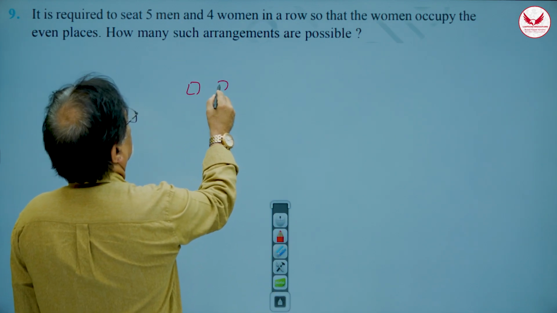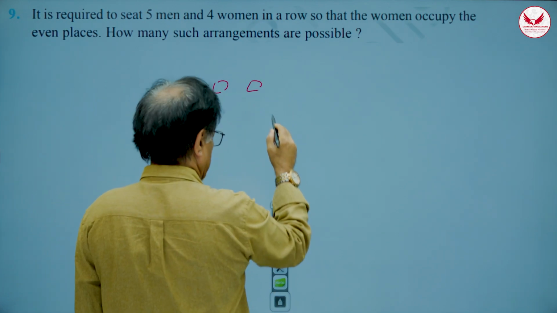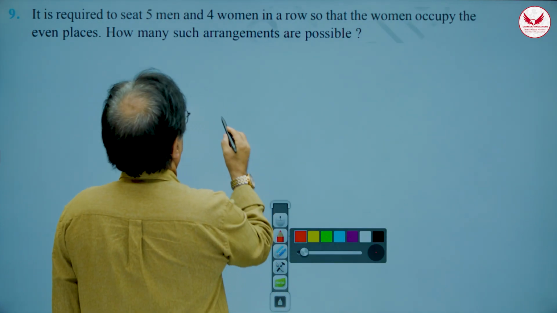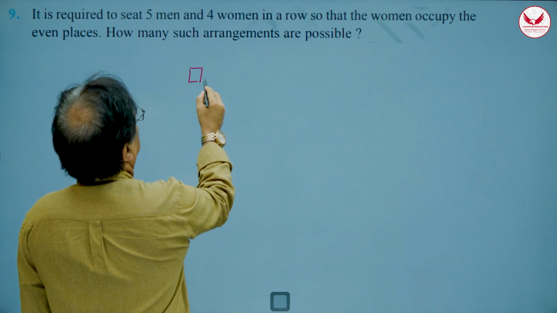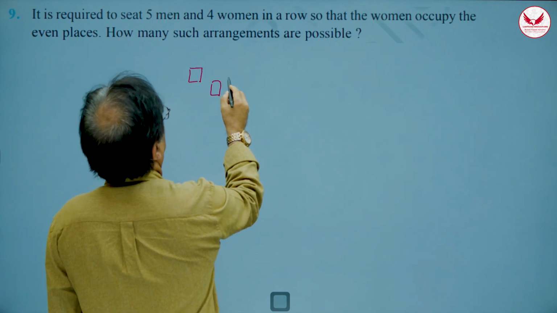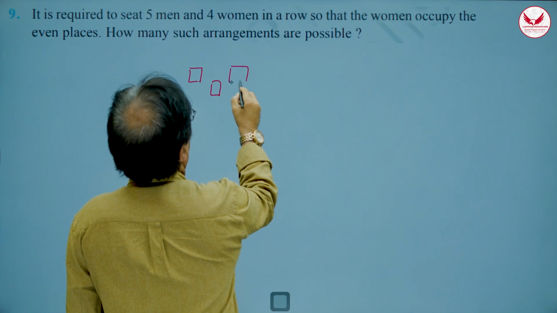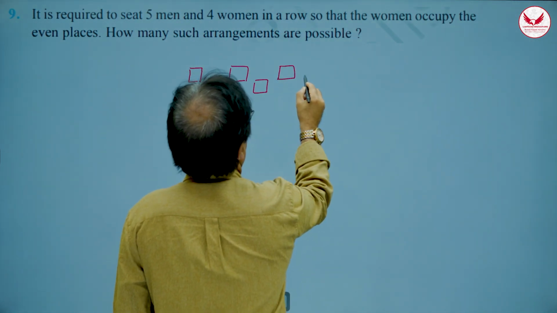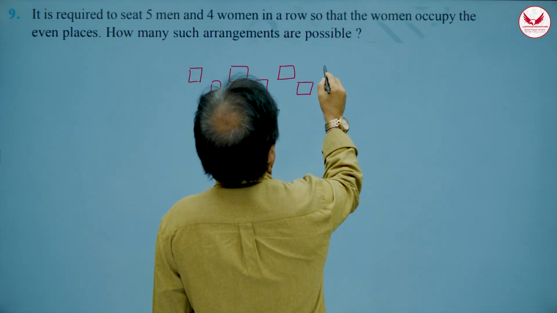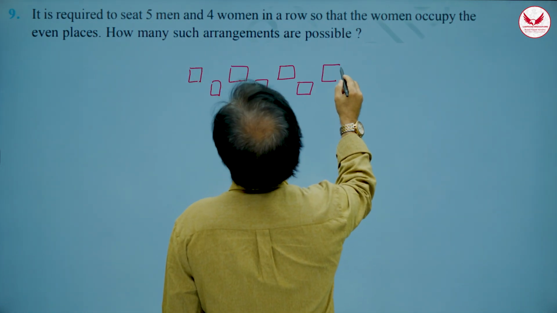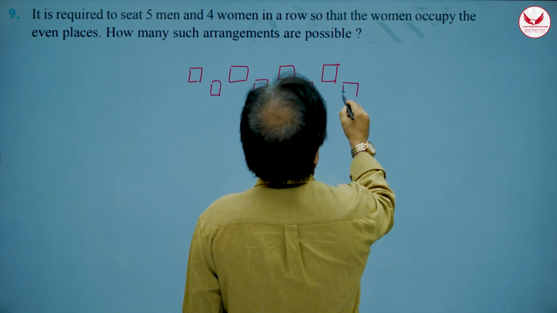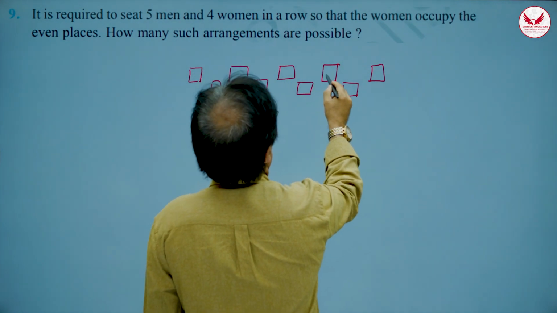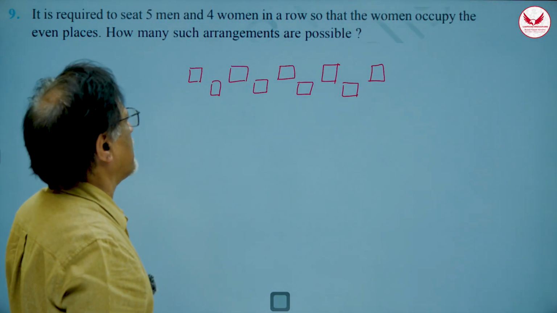1, 2, 3, 4, 5, 6, 7, 8, 9. Second place is even, so I'll write it down. This is 3, this is 4, this is 5, this is 6, this is 7, 8 and 9. So 9 places are to be filled.